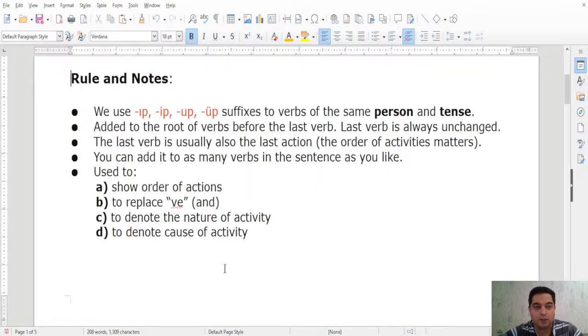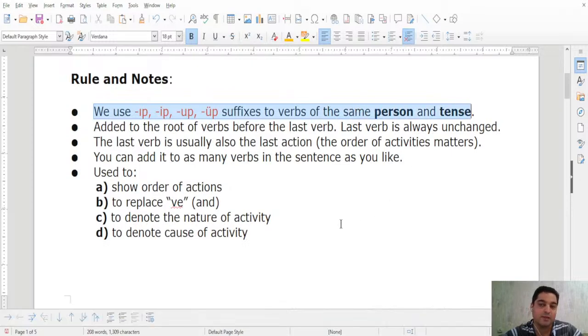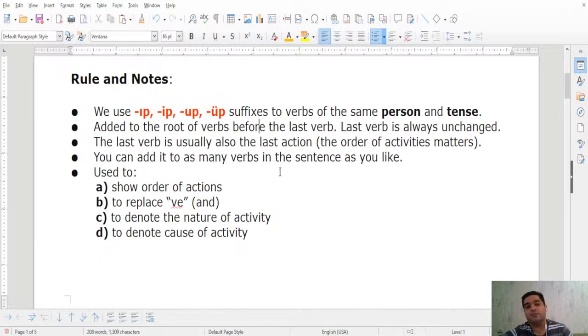So the rule is basically that we use up, ip, up suffixes with verbs of the same person and tense. This is very important. Okay, let me just make it bold, all of them. These suffixes are added to the verbs of the same person and tense. So if I say, for example, I came, I did, I went, I asked, they all belong to me because the person is first person, I. And second, the tense is also the same. It's the past tense.